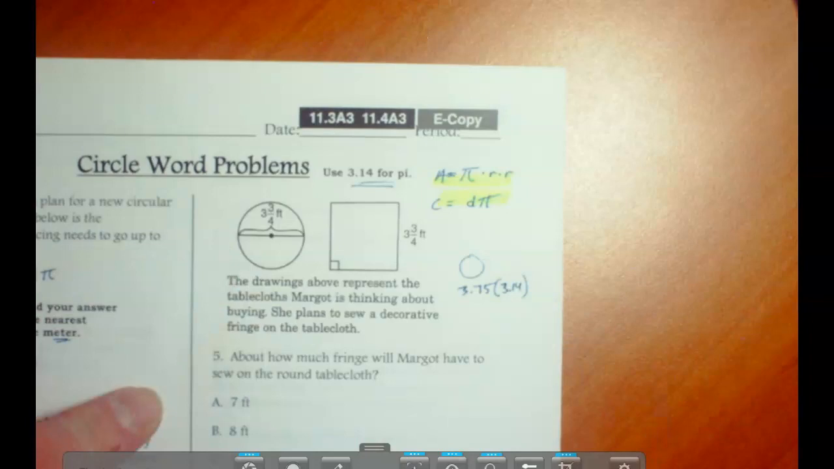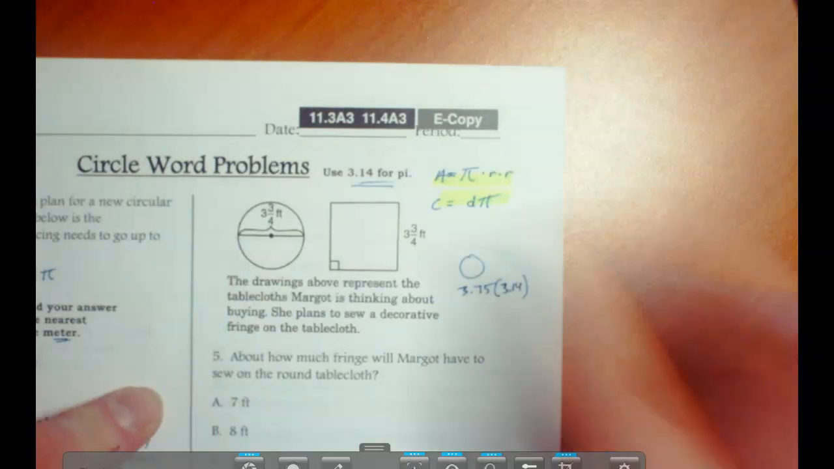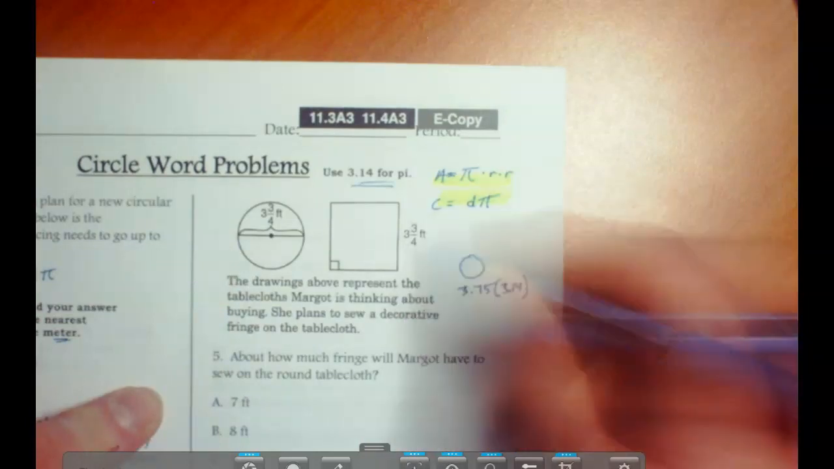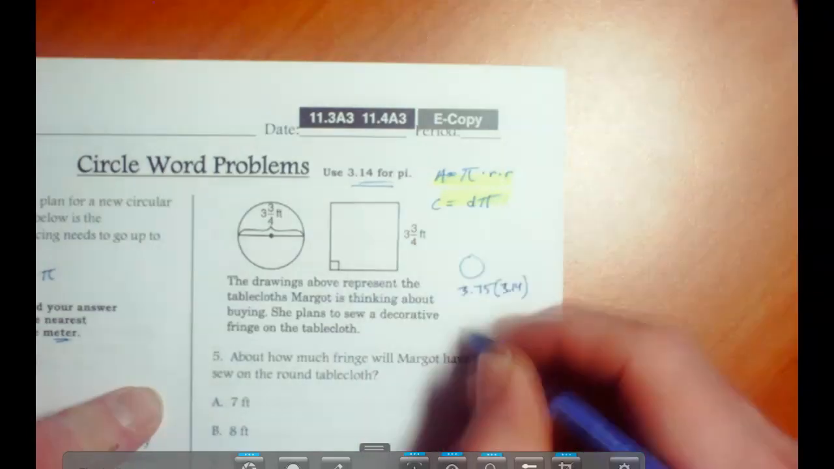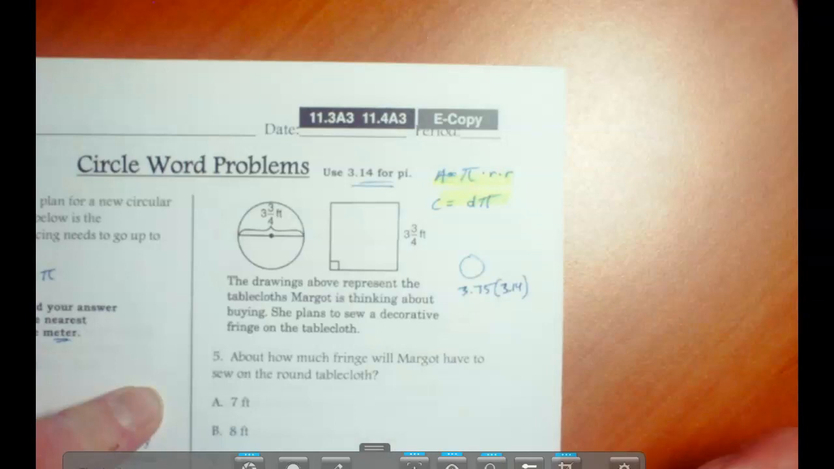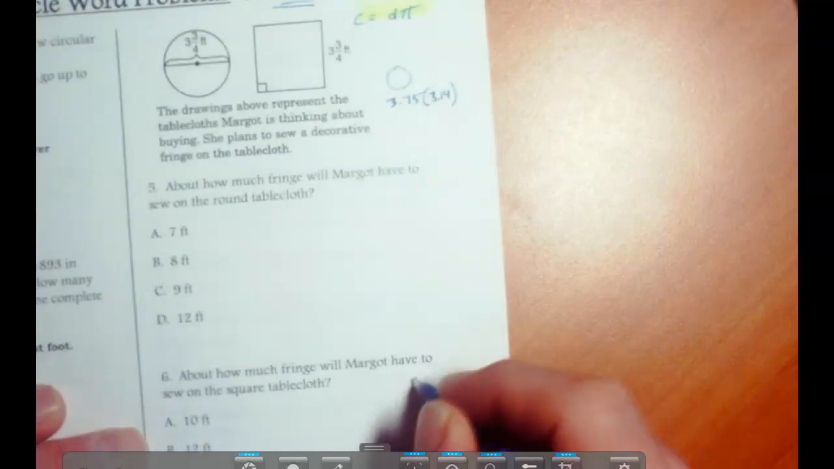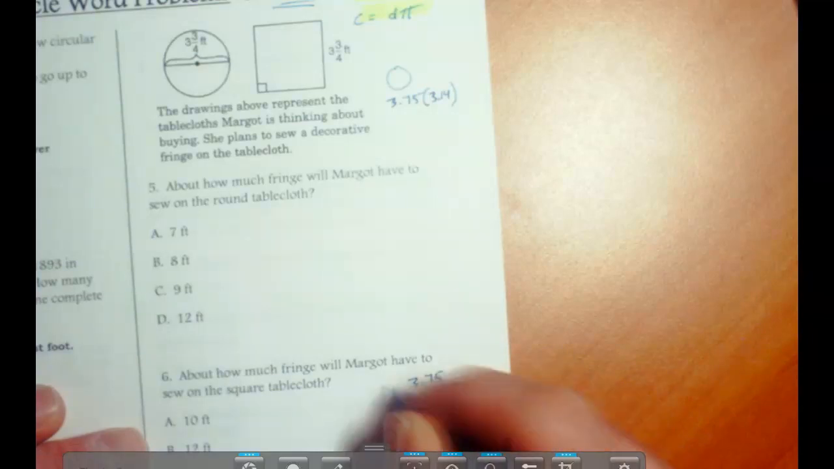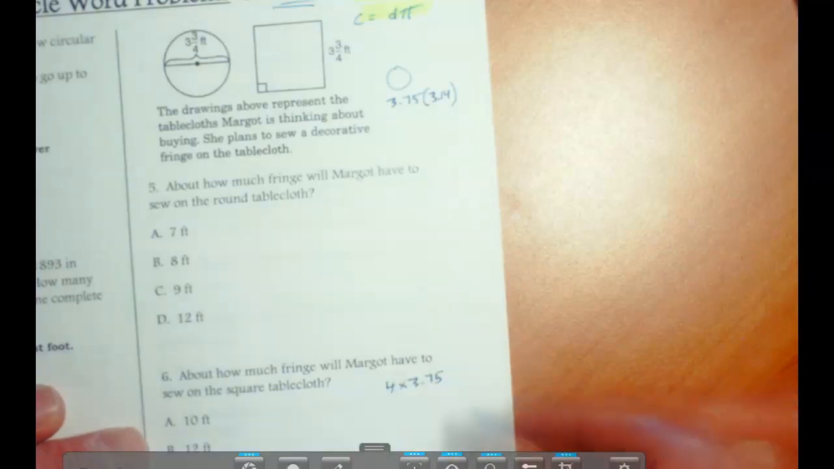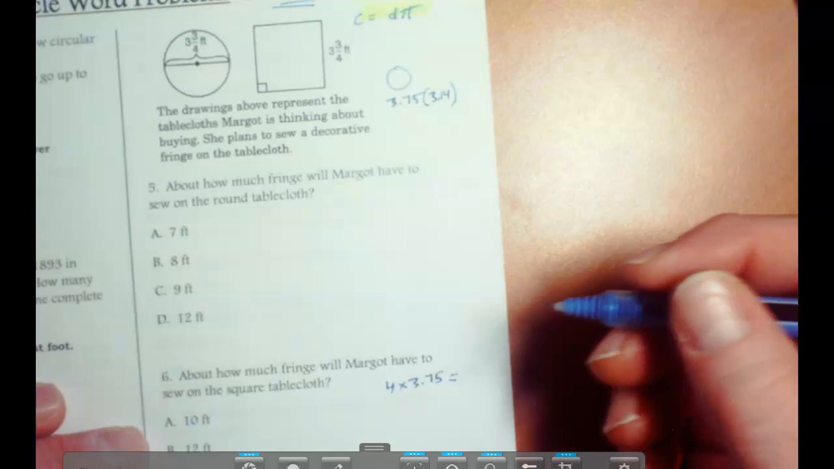And then we could figure out what the border is too. For the square, that's probably the next question. It is, number 6. So the square, I'll just slide down here. The square, that one would be 3.75. I'll just put, it's going to be 4 times 3.75, because it's just a square. I mean, it's just the perimeter. We call it that, not circumference.